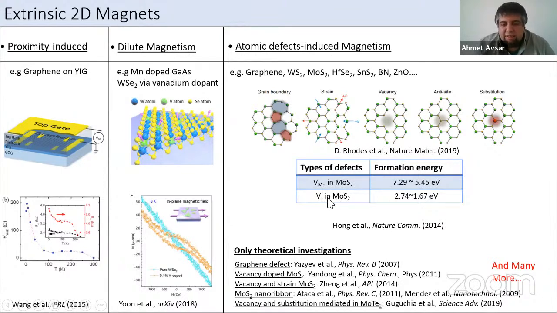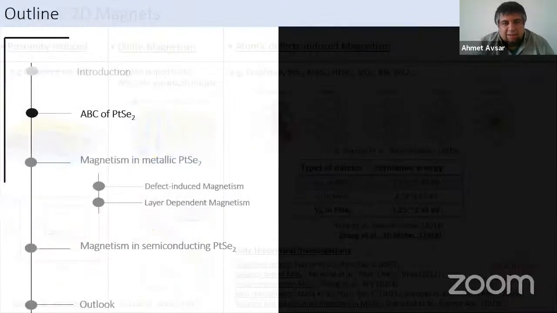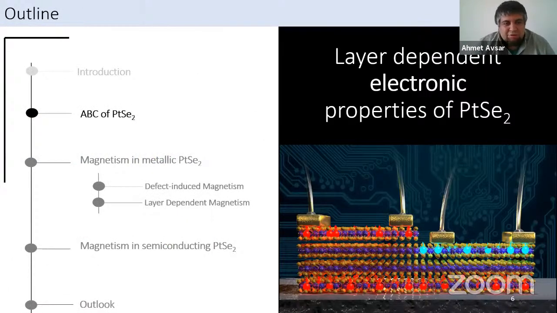Okay, and another paper came out around the beginning of 2019, and they said that the metallic vacancy formation energy for platinum cyanide can be much smaller. This also brought us to the question: can we see this defect-induced magnetism in platinum dicyanide? Okay, and yeah, today that's what I will be talking about.